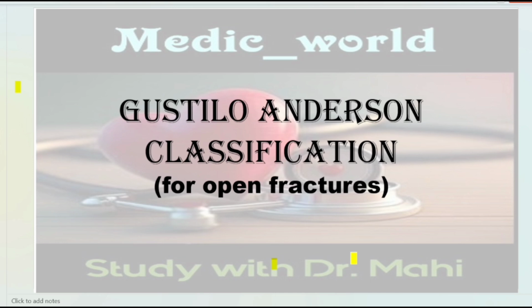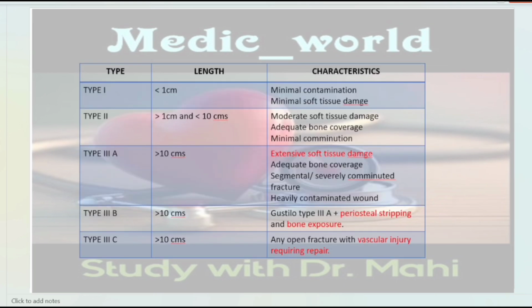Today, we will learn the Gustilo Anderson Classification for open fractures, which is the most widely accepted classification system for open or compound fractures. Let's start our discussion. According to the Gustilo Anderson Classification, open fractures can be classified as type 1, 2, 3A, 3B, and 3C.